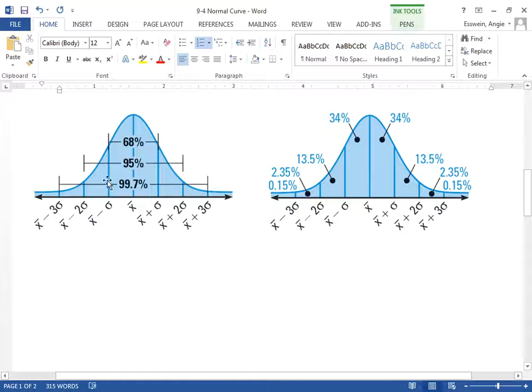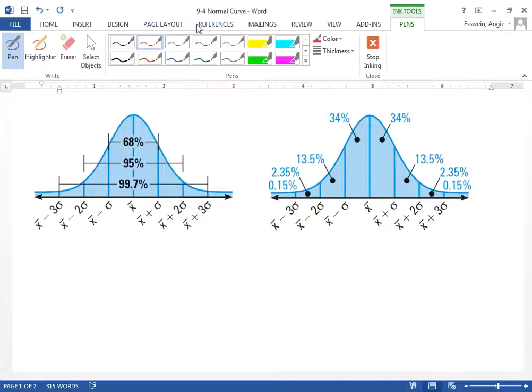Normal curve, 9.4. So these symbols, first of all, this means the mean. So that's at the center, right? Most values are at the center in a normal distribution. And then this symbol, the sigma you saw the other day, that means standard deviation.